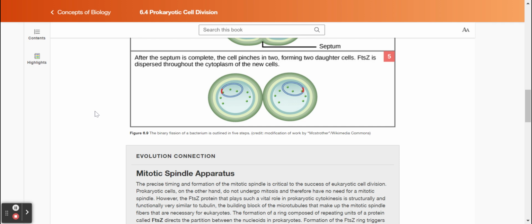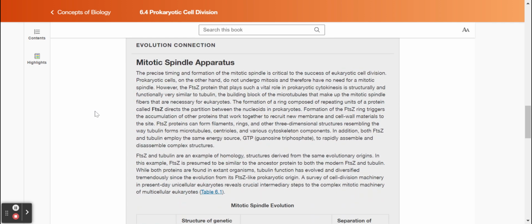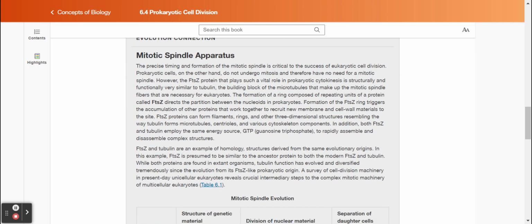Evolution connection. Mitotic spindle apparatus. The precise timing and formation of the mitotic spindle is critical to the success of eukaryotic cell division. Prokaryotic cells, on the other hand, do not undergo mitosis and therefore have no need for a mitotic spindle. However, the FtsZ protein that plays such a vital role in prokaryotic cytokinesis is structurally and functionally very similar to tubulin, the building block of the microtubules that make up the mitotic spindle fibers that are necessary for eukaryotes.